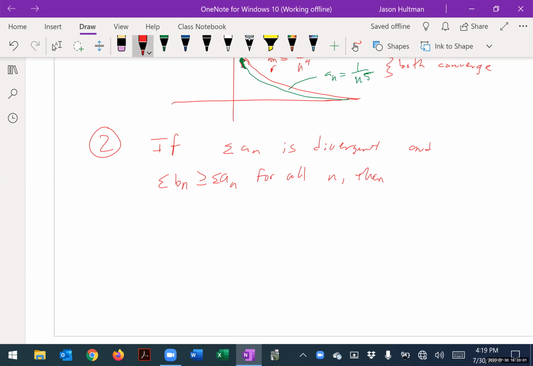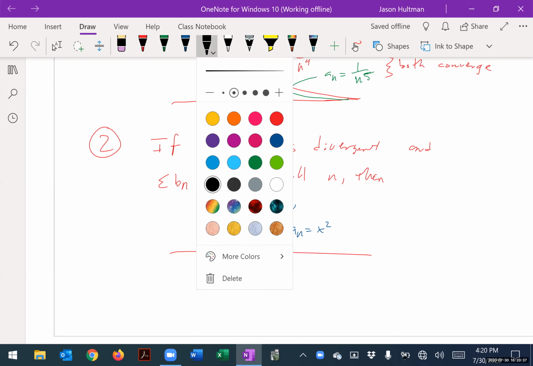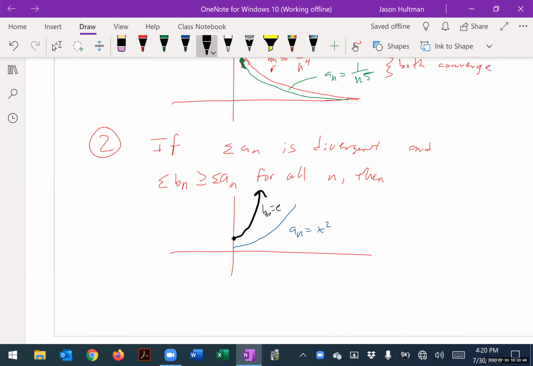Because, again, a picture's worth 1,000 words, right? So we've got A sub n here. A sub n maybe looks like this. It diverges. Maybe A sub n is equal to n squared. I don't know. That thing diverges. And then we have B sub n. Let's use a different color here, black. B sub n goes like this. Maybe B sub n is an exponential, B sub n is equal to e to the n. It goes up really fast.